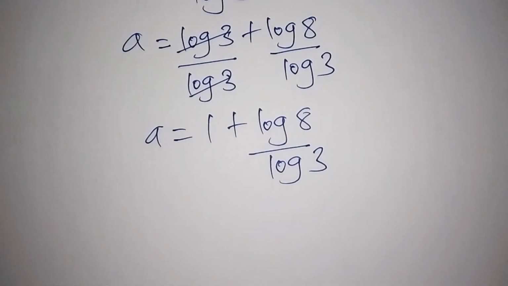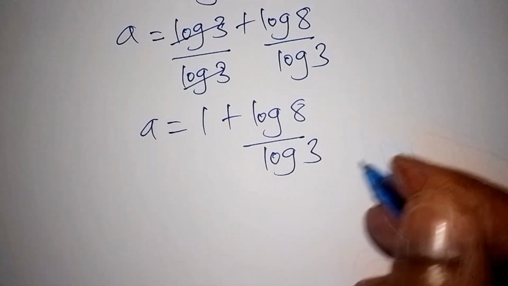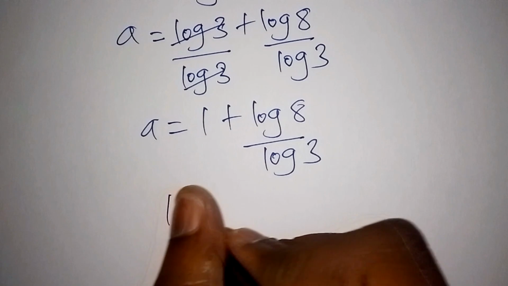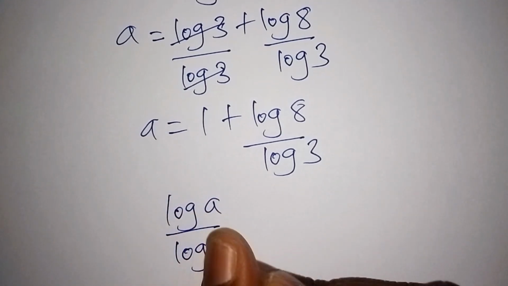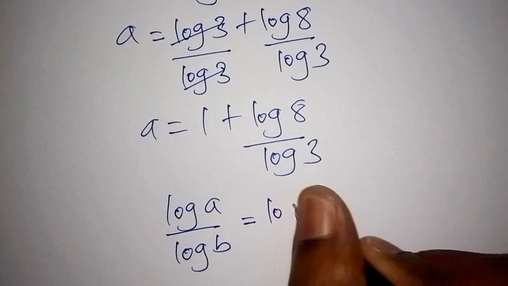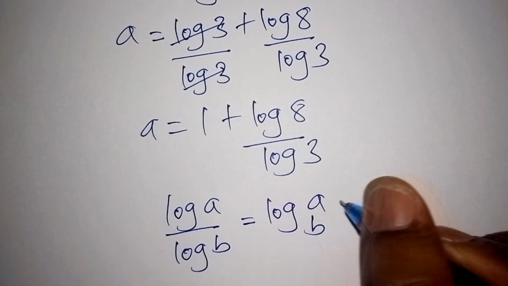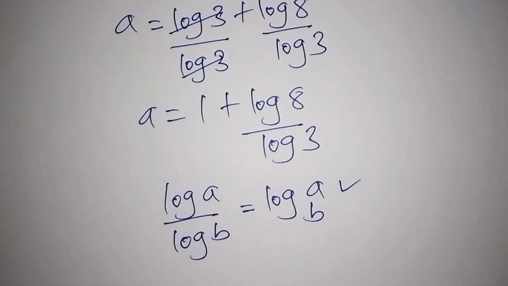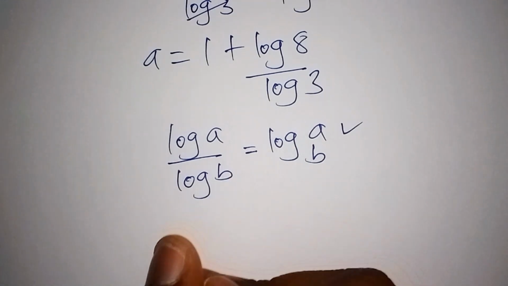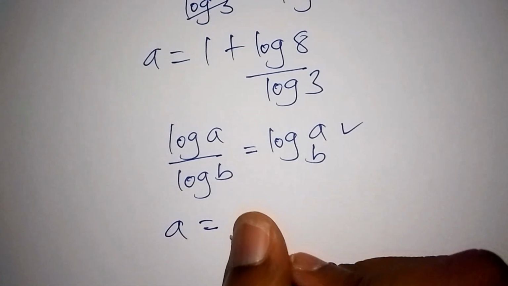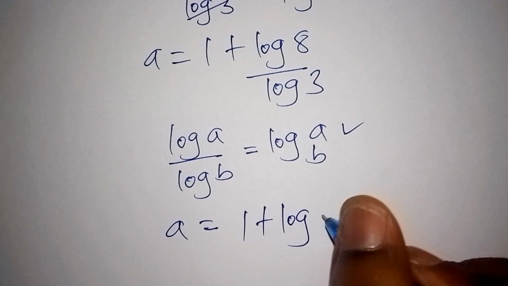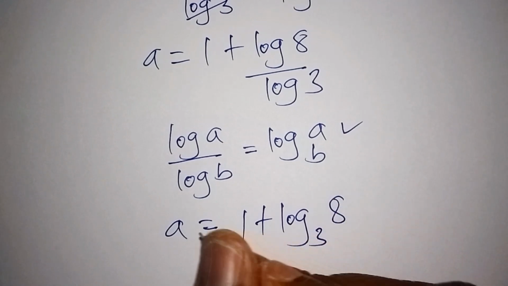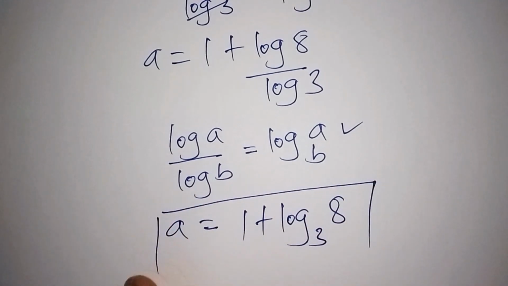In case we have such a problem, assume we have the log of a all over the log of b. This we can write as the log of a to the base of b. So when you write this, we shall say that our a is equal to 1 plus the log of 8 to the base of 3. This now shall be our value for a.